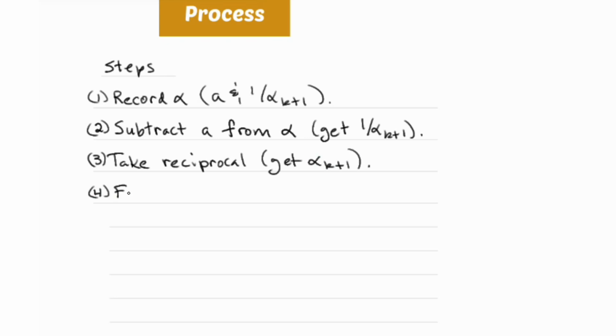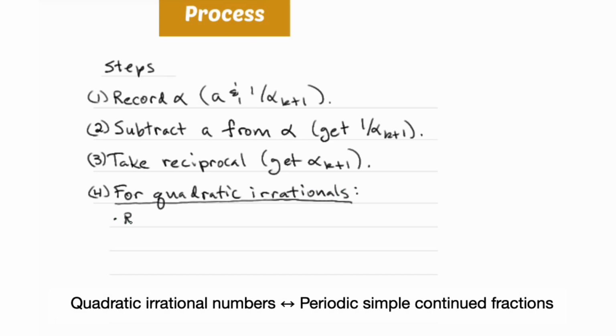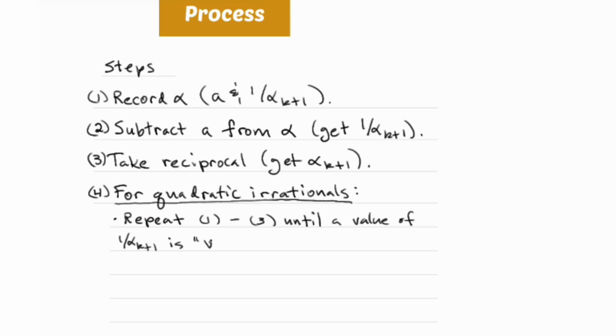The next step involves repeating the first three steps. If the number we are expanding is a quadratic irrational, repeat steps 1 through 3 until the remaining fraction, 1 over alpha sub k plus 1, is very close to a previous value. What do we mean by very close? It means the two values differ, but only by an amount that is due to imprecision of the device you're using. When this occurs, you can stop.